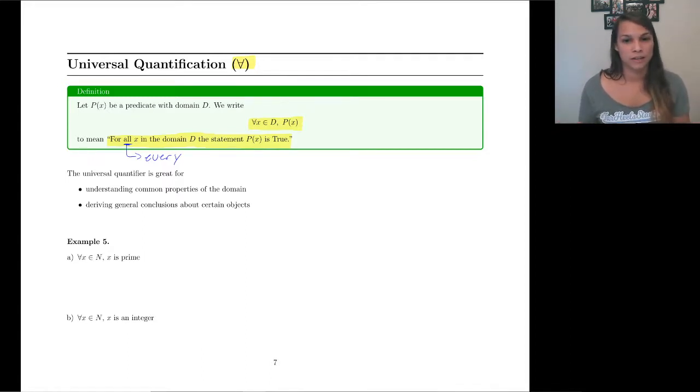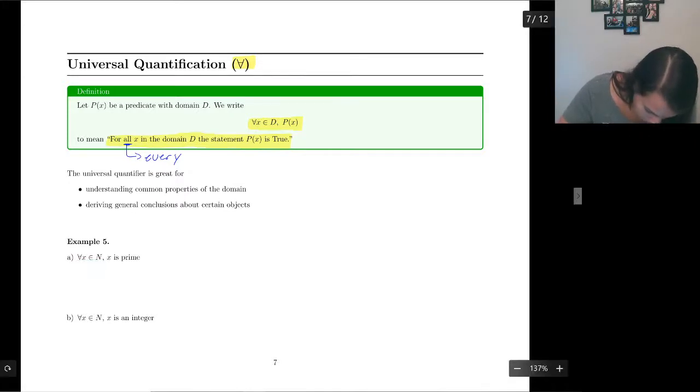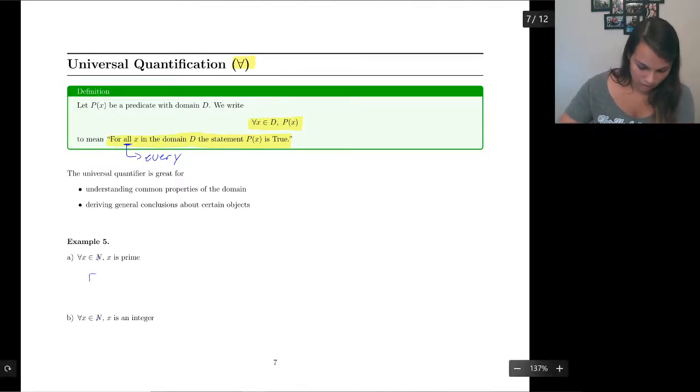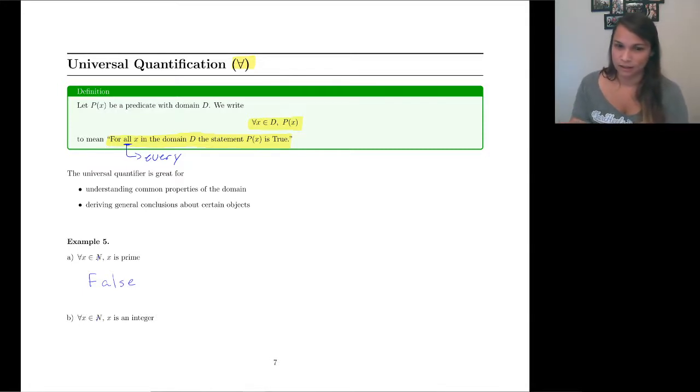Universal quantifiers are great because they can help us understand common properties about the domain and derive general conclusions about certain objects. Like if it's always true, I'm like, oh man, these all have something in common. For example, if we look at the natural numbers, for all the natural numbers, x is prime. Like, no. This is false. I mean, all you have to do is start counting. We go 1, 2, 3, 4. 4 doesn't work. 5, 6. 6 doesn't work.